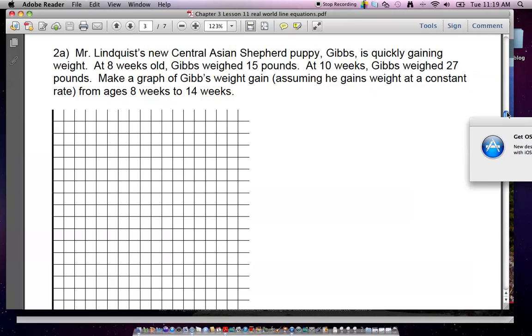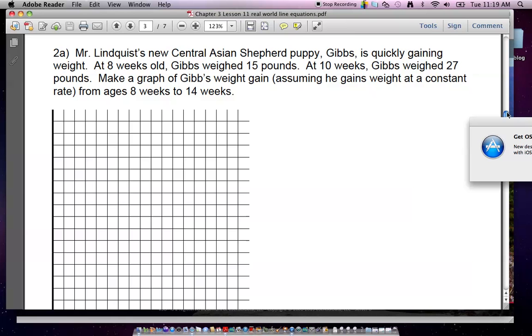Leah, again. Recently, this new Central Asian Shepherd puppy Gibbs is quickly gaining weight. At 8 weeks old, Gibbs weighed 15 pounds. At 10 weeks, Gibbs weighed 27 pounds. Make a graph of Gibbs' weight gain, assuming he gains weight at a constant rate from ages 8 weeks to 14 weeks.